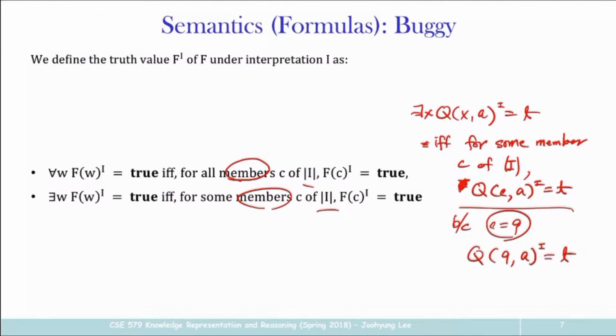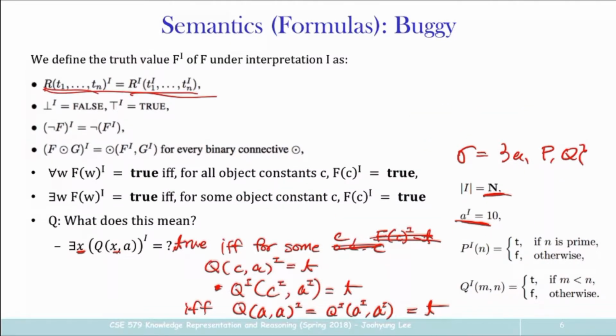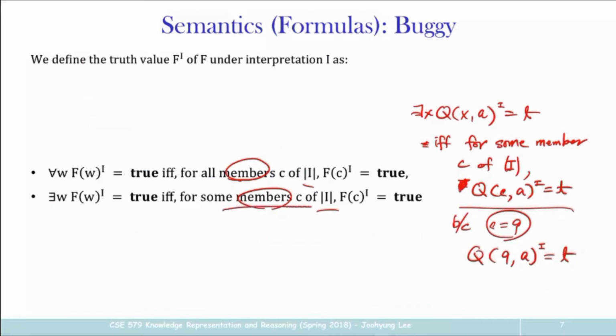Are we together? Can we see them side by side to see the difference? The difference here was when we have an object constant versus a member of the universe. The member of the universe ranges over all the members in the set of non-negative integers. So is I always the set of non-negative integers? No, not necessarily.